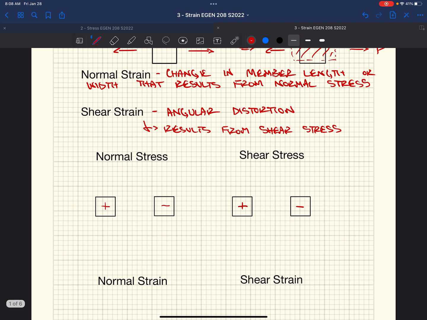So if we step back to looking back at our sign convention for our normal and shear stresses, if you remember, positive normal stress, sigma, is when our stress or force is acting away from our normal surface. Negative normal stress is when our force or our stress is acting towards the surface.